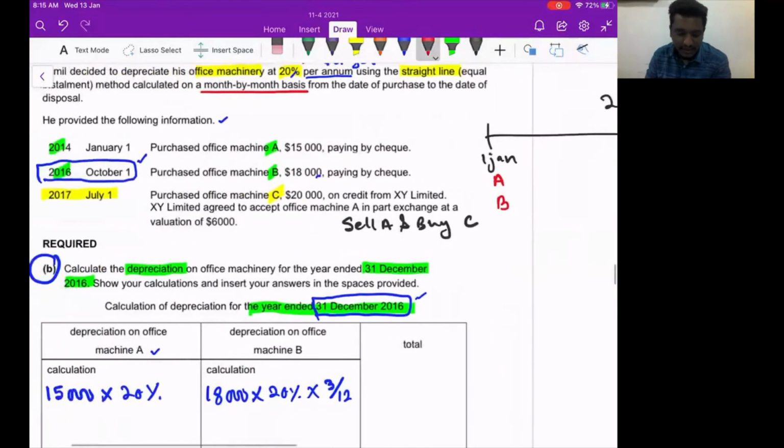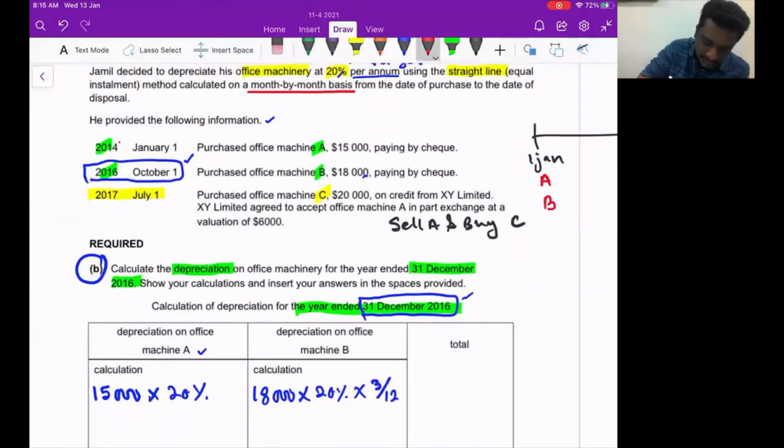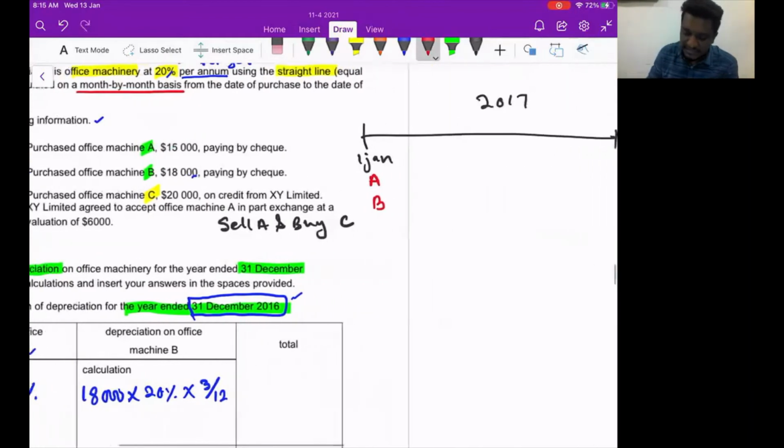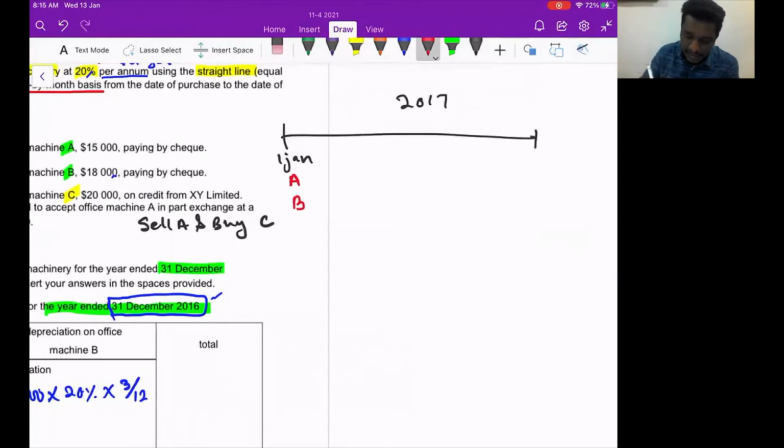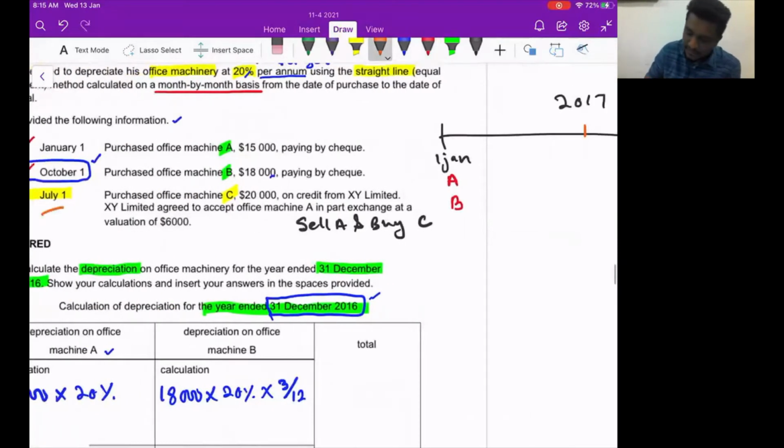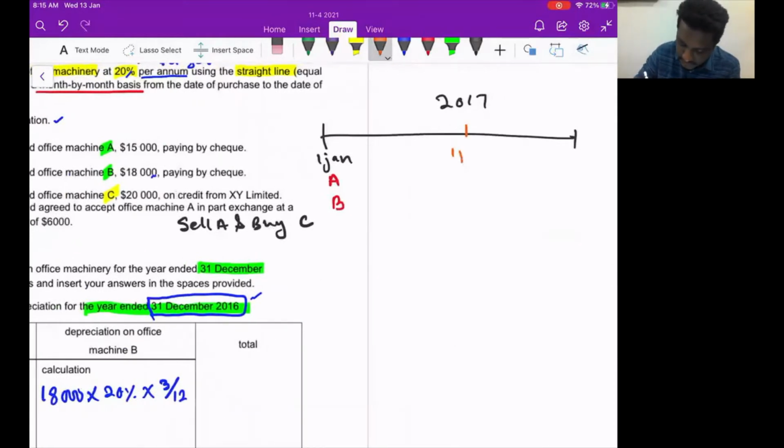Okay, on the 1st January, machine A, which I bought in 2014, is carried forward until the 1st January of 2017. And this one I bought on October 1st, 2016, and then it's carried forward to 2017, January 1. Okay, and then on the 1st July, I bought a motor vehicle C.